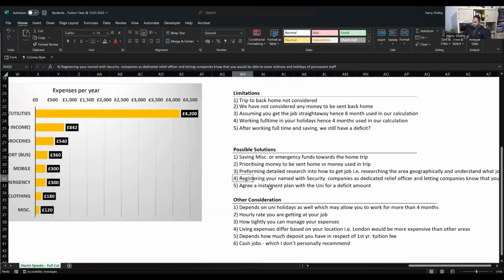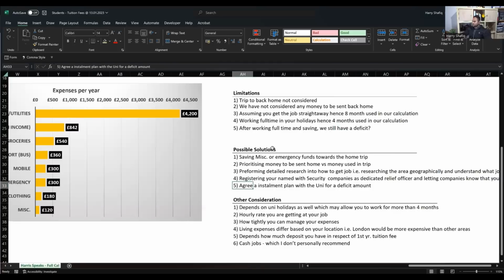If I were you, I would register my name with a security company as a dedicated relief officer and let companies know that I would be available in my holiday time so that I can get maximum shifts. The last one, working full time and saving, perhaps if we still have a deficit, you can ask the university to give you an installment plan.